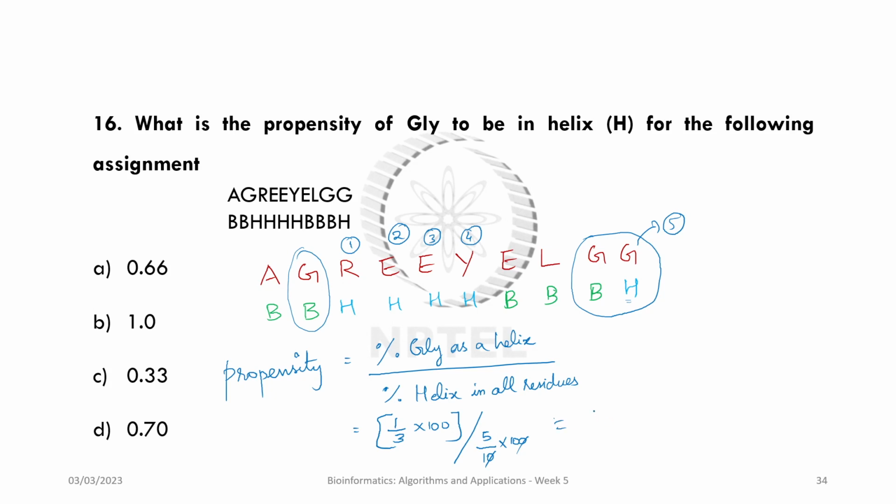So this is 33% divided by 50%. Or you could just cancel out the hundreds and go with 0.33 by 0.5. Both are the same, right? So this would leave you with half of 0.33. So now it's not 0.33, it is 0.66.